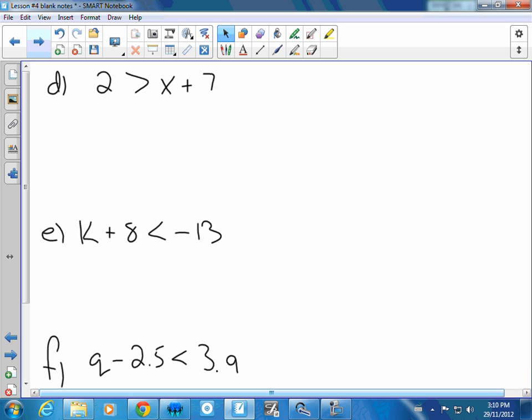Are you getting better at making your number line? Are you getting better at figuring out what numbers go on your number line? They don't always have to be zeros, right? It takes a bit of practice to get these.